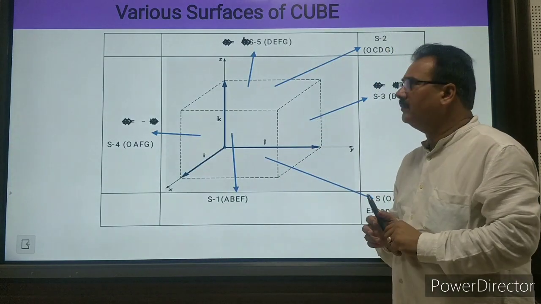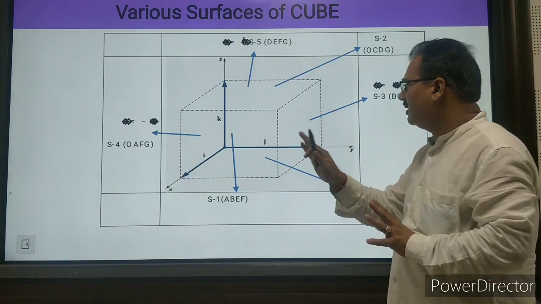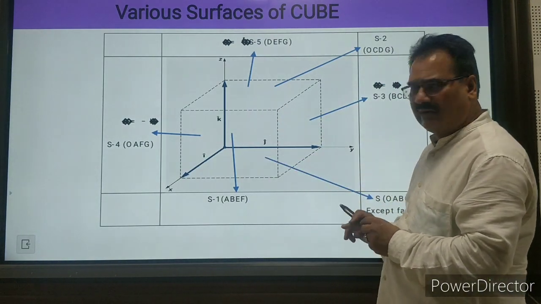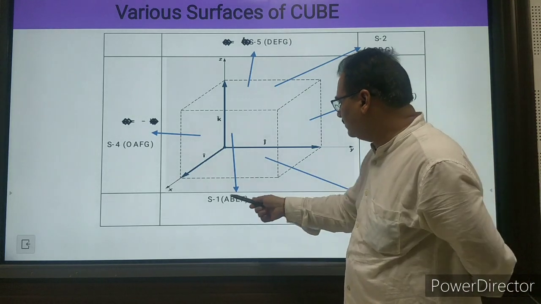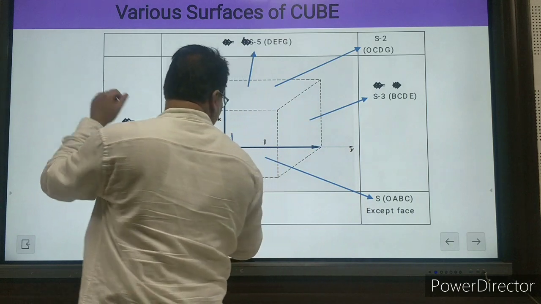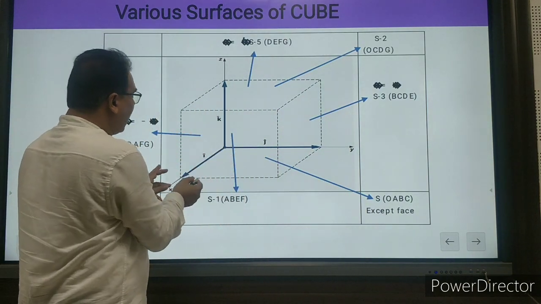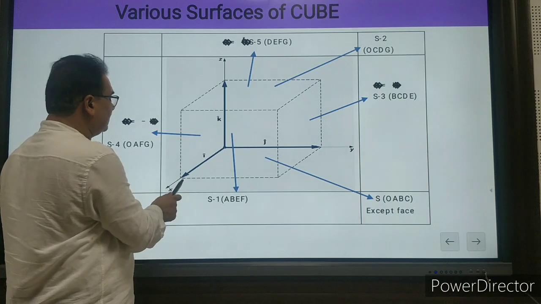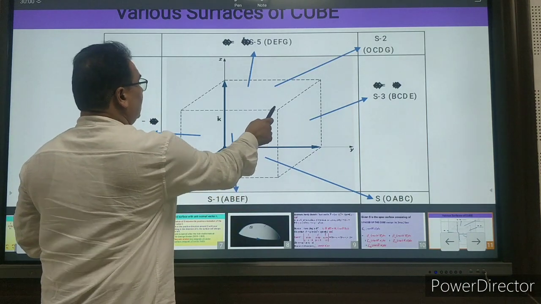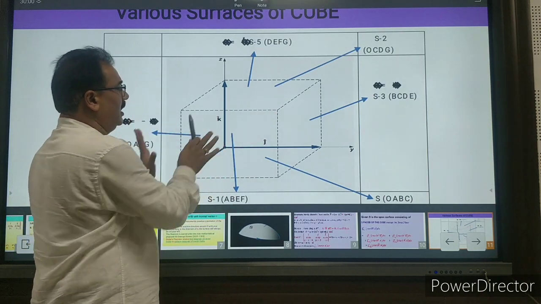Just look at this figure. There are some changes there, but look at the figure. These are the faces, which you can see very easily. I have divided the faces. This is face 1, which is S1. S1 means this face. Suppose this is A, this is B, this is E, this is F. So S1 stands for A, B, E, F.